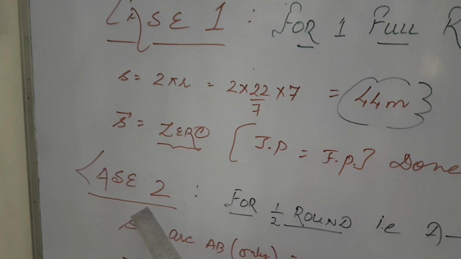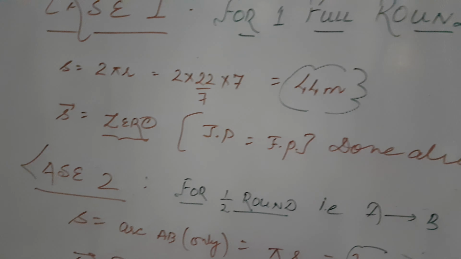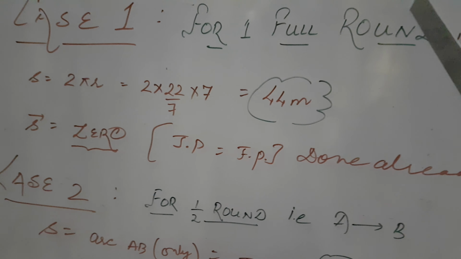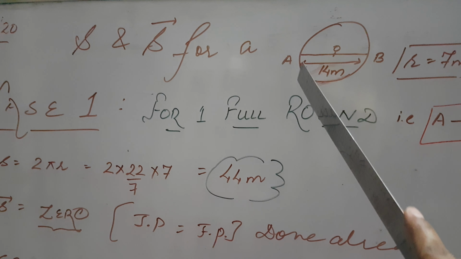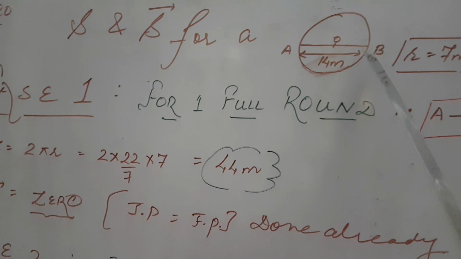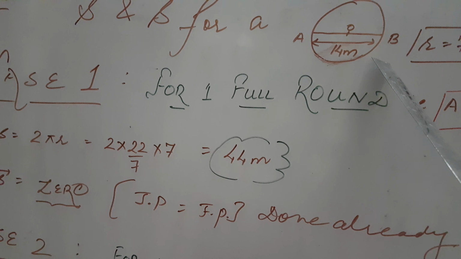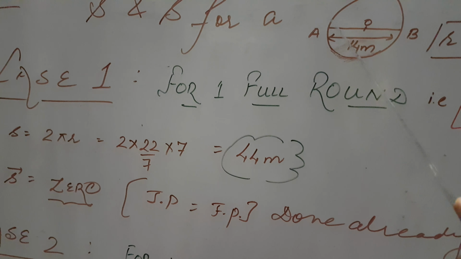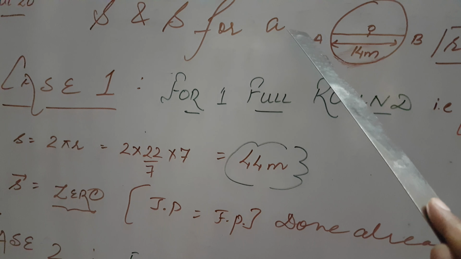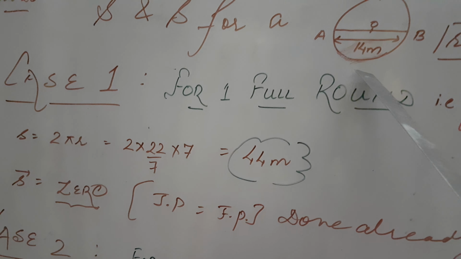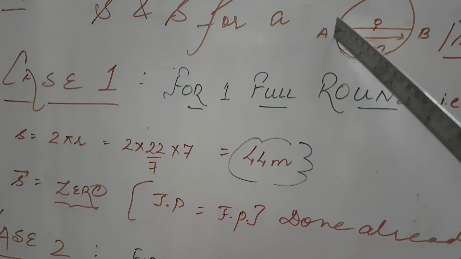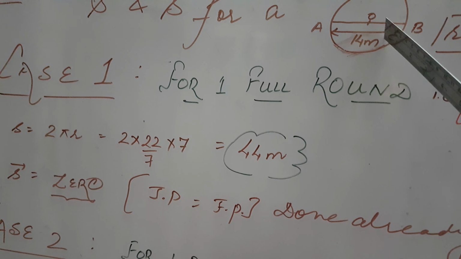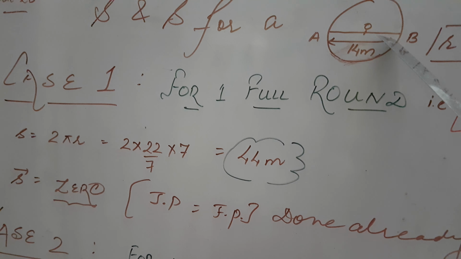Now let us come to another case, case number 2, for half round. When a body is moving from A to B, just half of the circle is travelled by the body. Since this is half of the circle, distance can be any long path. It's the body's choice whether to move from A to B along this curved path, or he or she can choose any zigzag path for reaching A to B.